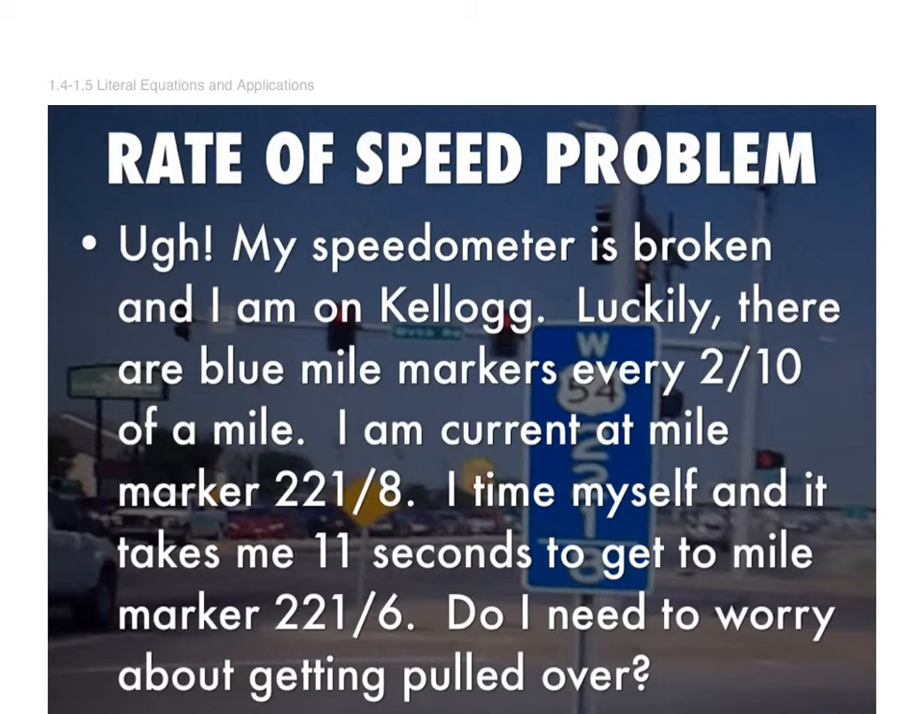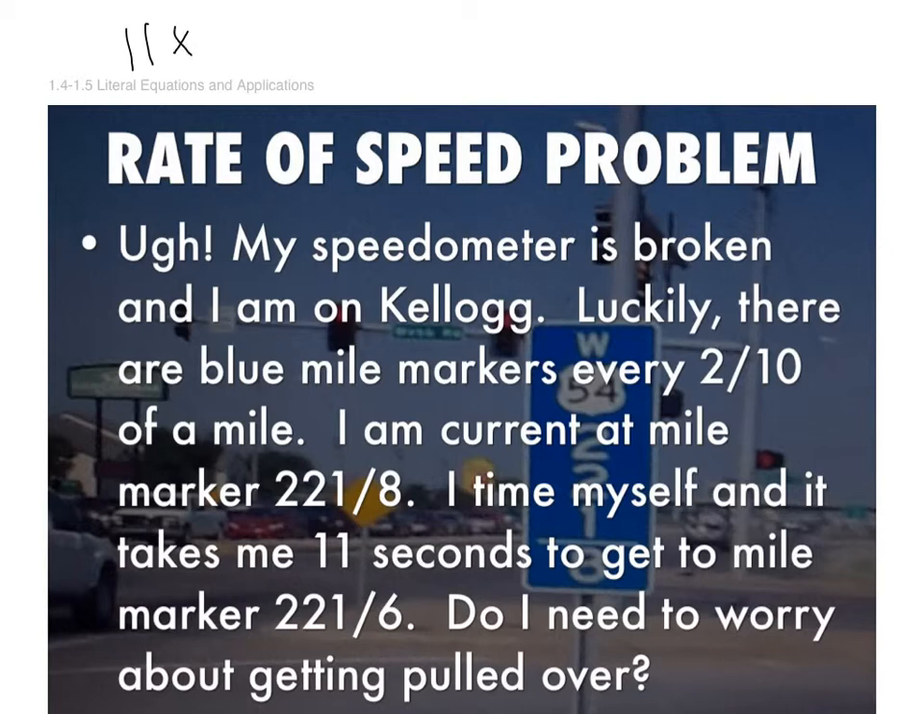So what we want to do is figure out what the rate of change is. So if we look at this one, I went 0.2 of a mile, right? Because from 221/8, which means 0.8 of that mile, to the 0.6 marker would be 0.2. So how many 0.2 are there in a mile? There's 5 of those. So I'm going to take the 11 seconds that it took me to get from 221/8 to 221/6.